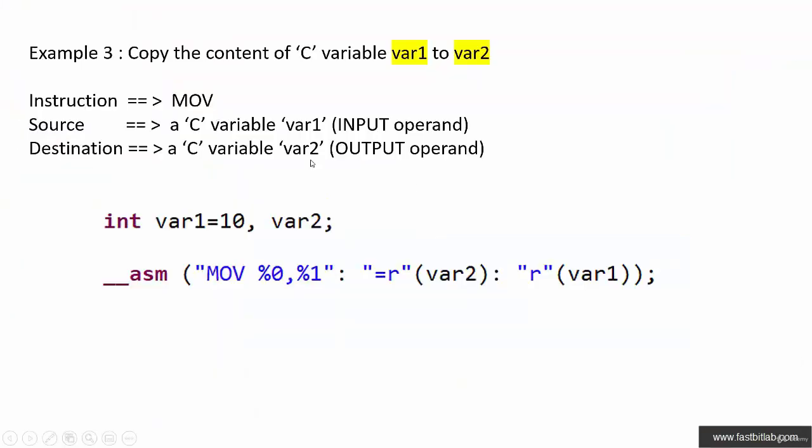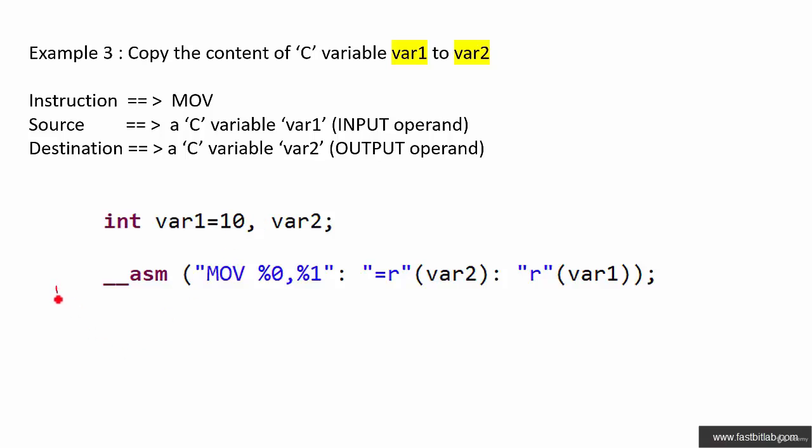Let's do this example. Copy the content of C variable var1 to var2. Here we use the instruction move, and the source is C variable var1. That we can consider as input operand. And destination is var2. That we can consider as output operand.